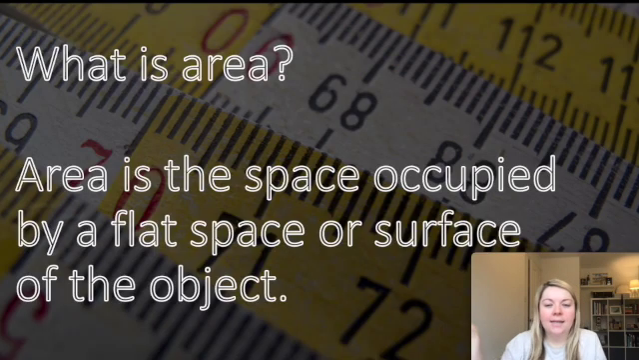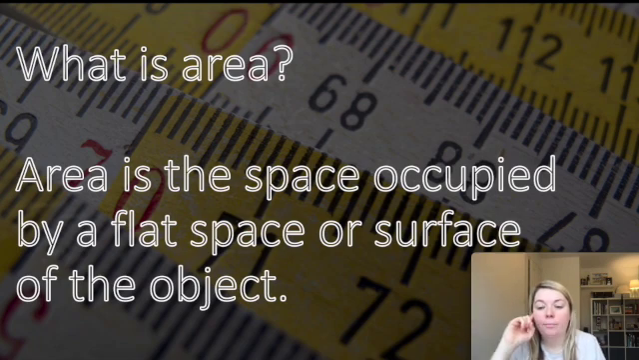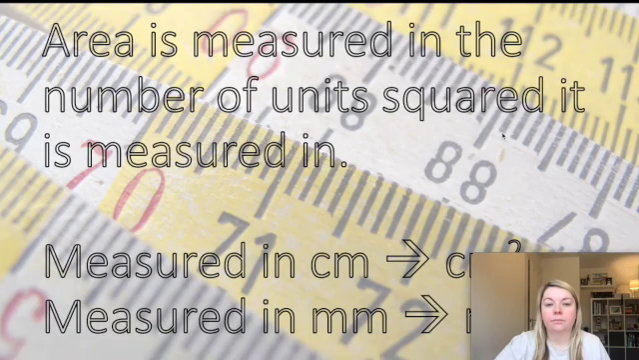So what is area? Last week we looked at perimeter, and perimeter was the outside of a shape. And this week we're going to look at measuring the inside of the shape. So the area is the space occupied by a flat space or surface of the object. So what's inside the object?